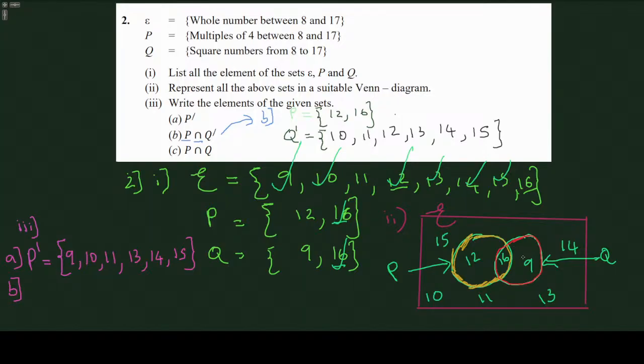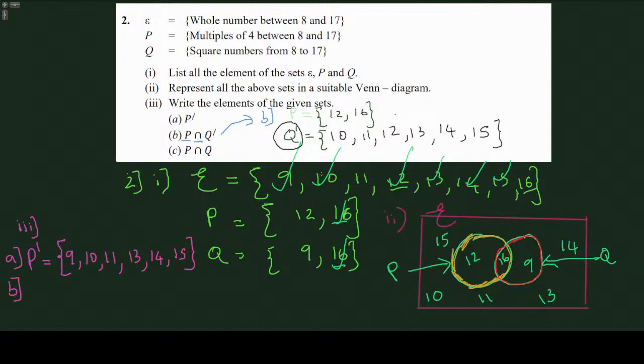Why don't 16 and 9 come to Q complement? Because 16 and 9 are inside the circle Q. Now, when we write Q complement, what do we write? The things which are outside the Q circle. Things which are out of the Q circle.